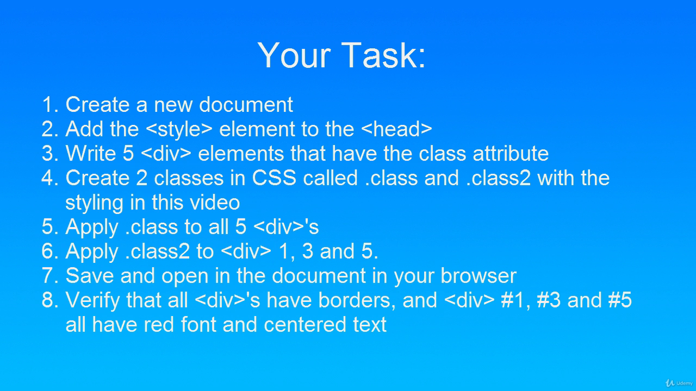Style them the same way that you saw in this video. So .class should have a border with 1 pixel, solid red, and class 2 should have text align centered and color red. Now apply the .class to all 5 divs. Apply class 2 to div number 1, 3, and 5. Save and open this document in your browser and verify that all the divs have borders, and that div 1, 3, and 5 also have red font and centered text.